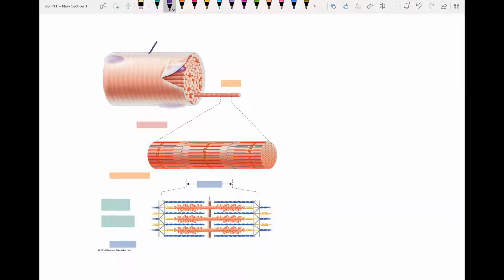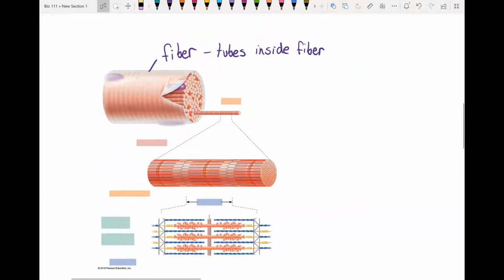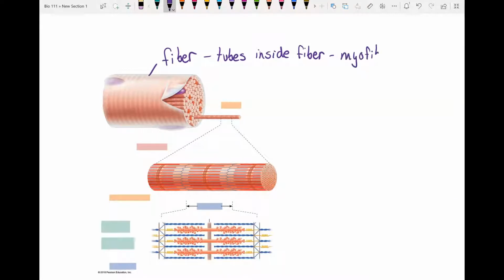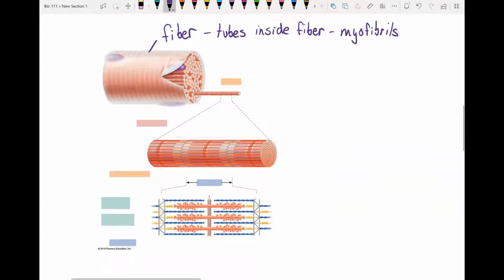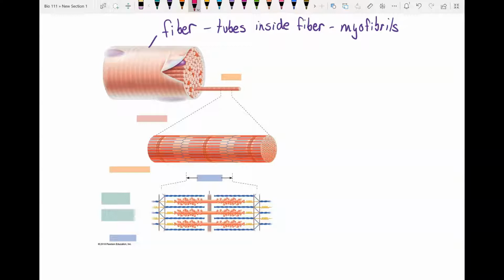So this is the fiber. And remember I said you have the actin and myosin inside of there. So you can see tubes inside the fiber. This is where our actin and myosin is. We can take these tubes, which are called myofibrils, and we can divide them up into units. Notice these zigzag lines here. Each zigzag line is a Z-disc, because it zigzags like a letter Z, so the name makes sense. From one Z-disc to the next is a unit called a sarcomere.